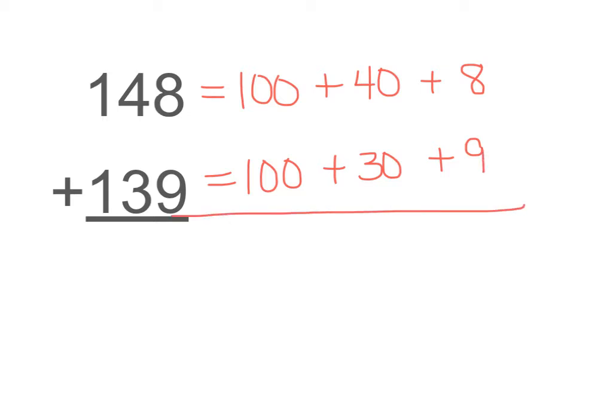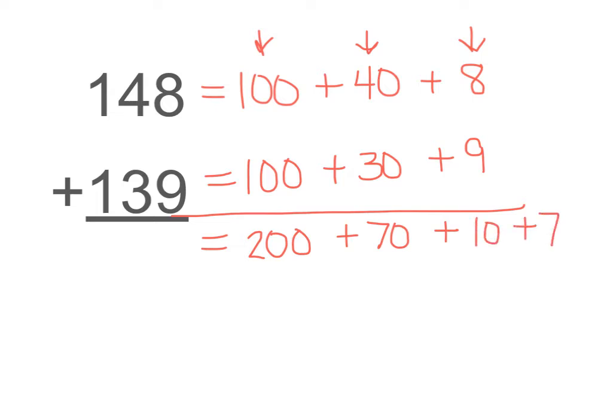We're just going to add each column now. First the hundreds, then the tens, then the ones. So 100 plus 100 equals 200. 30 plus 40 equals 70. 9 plus 8. Notice I use the commutative property to say the larger number first. 9 plus 8, think 10 plus 7.